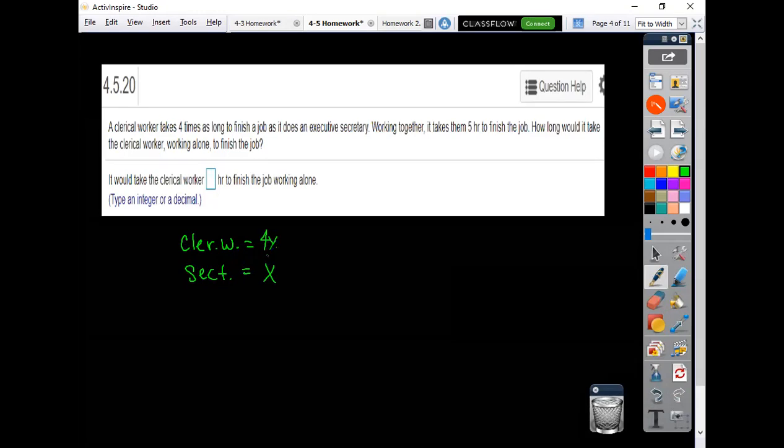So if it was 1 hour, the secretary would do 1 over X of the job and the clerical worker would do 1 over 4X. But in this case, it says that it takes them 5 hours. Similar to problems we've done before, it's the 5 hours over the X for the secretary. That would be the part of the job they did. So if the secretary takes 10 hours to do the job, 5 over 10, they would have done half of the job in those 5 hours.